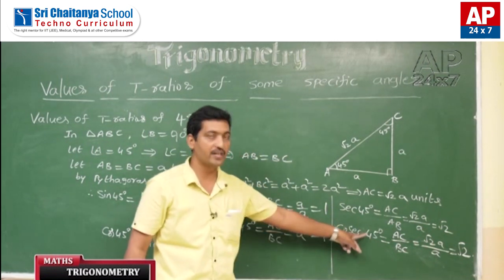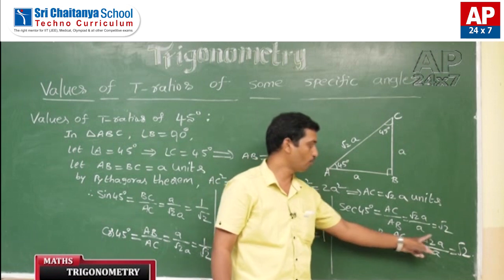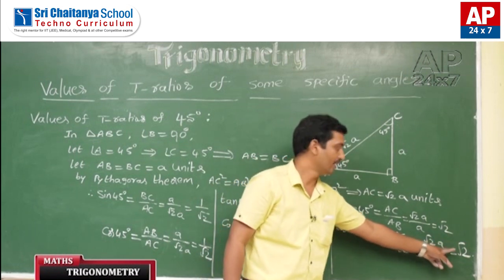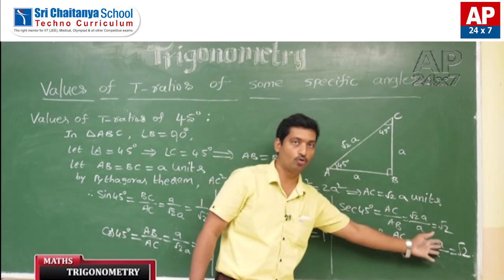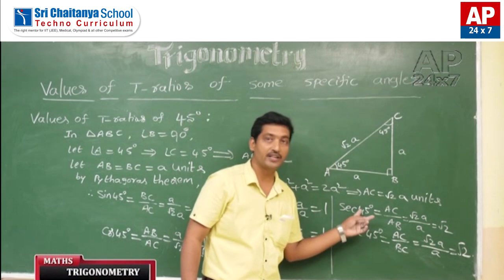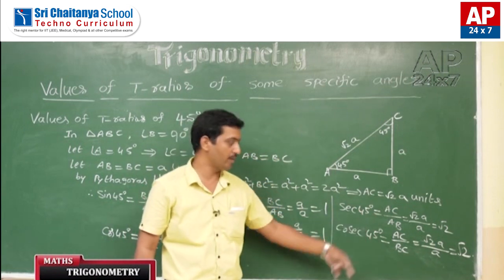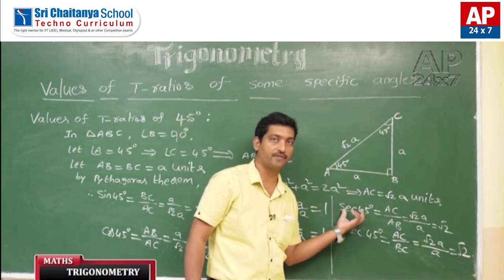Now, cosecant 45 degrees is equal to AC by BC, which is equal to root 2 A by A, cancel, and root 2 is remaining. Therefore, cosecant 45 is also root 2. Otherwise, you can say in another way, that 45 degrees and 45 degrees are both complementary angles. That's why cosecant 45 is equal to secant 45.